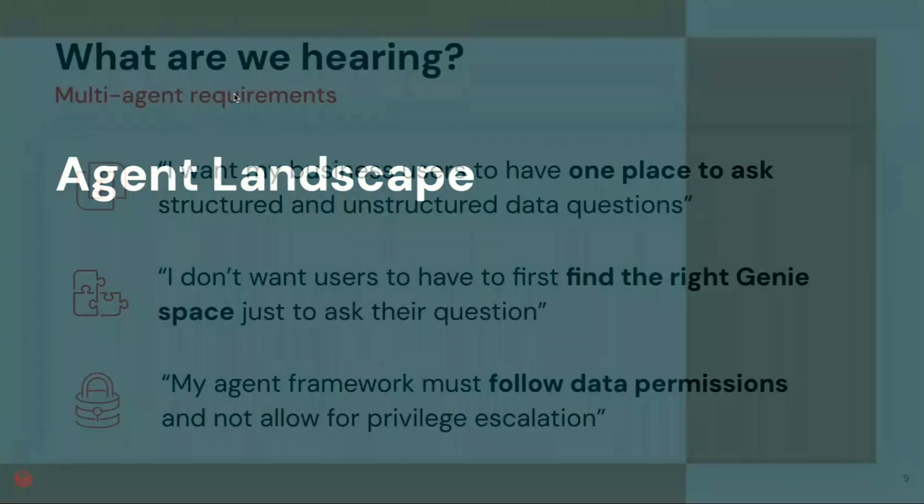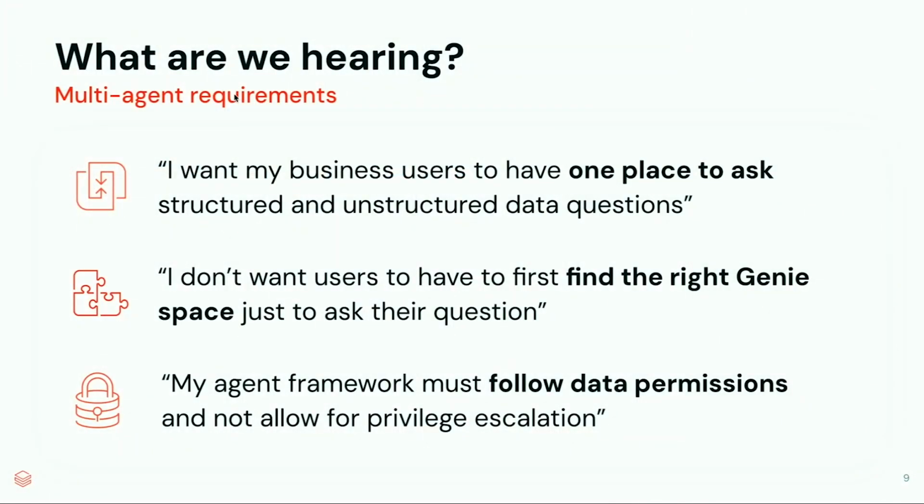So what are customers trying to build? We've heard a couple key requirements. First is that customers want their business users to just have one place to ask all data questions, no matter if it's structured or unstructured. So instead of having one place to go to for tables and another for PDFs, can I just send them to one unified agent? Similarly, our Genie customers don't want their business users having to look for the Genie space first just to ask their data questions. And finally, a key requirement for all of this is that any agent has to follow the underlying data permissions and not allow for privilege escalations.